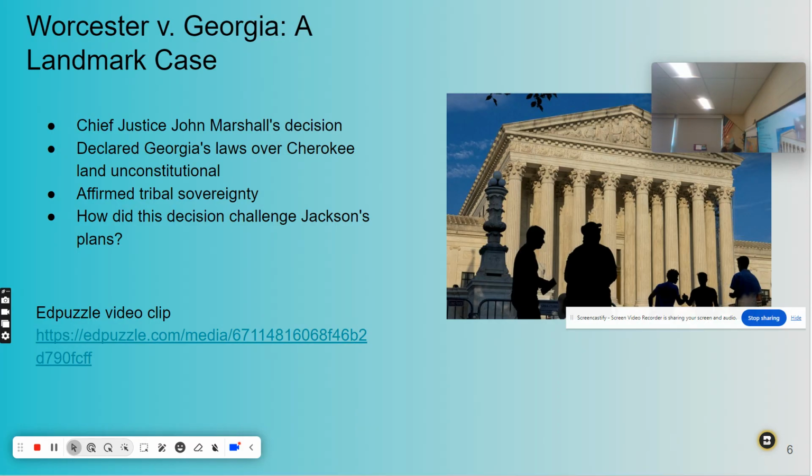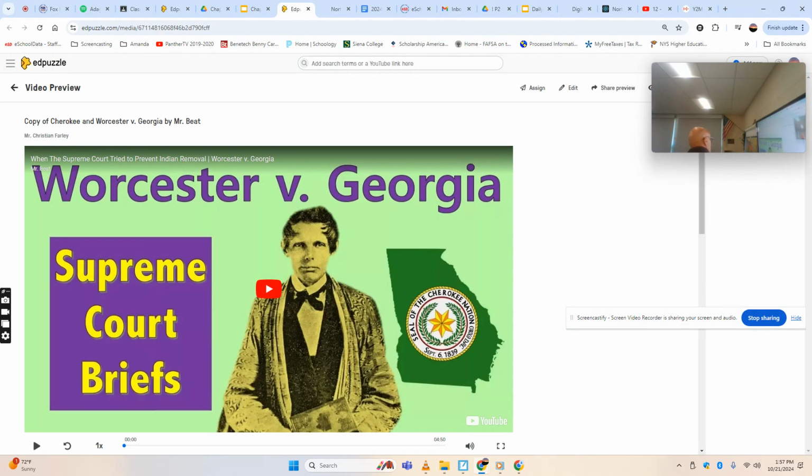The decision is going to be very, very important because it will side with the Cherokees, but Jackson, as we pointed out, will basically have his last word on that by saying he will ignore the decision of the Supreme Court. Let's look at Worcester v. Georgia before we leave for today. Worcester v. Georgia.